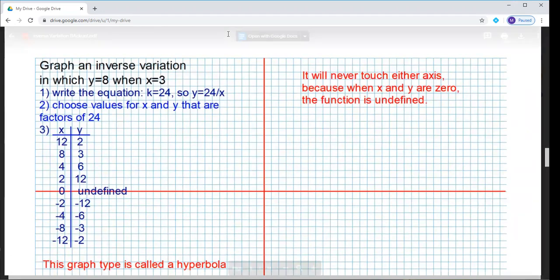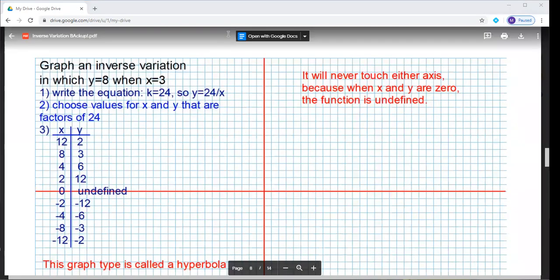What we do know about this is that the equation has an 8 and a 3, and how do we find k? We just do 8 times 3. K equals 24 because 8 times 3 is 24. So y is equal to 24 over x. Cool, we're going to be graphing y is equal to 24 over x.